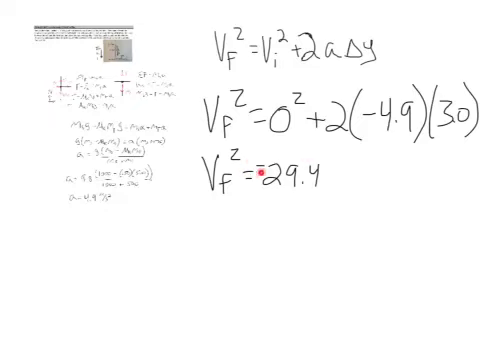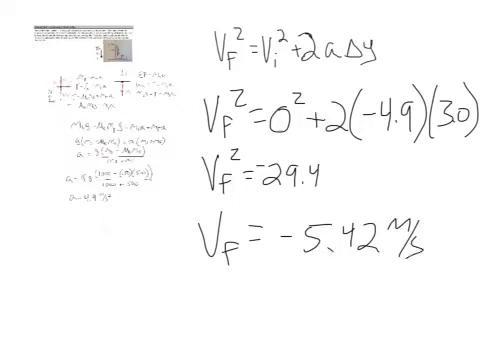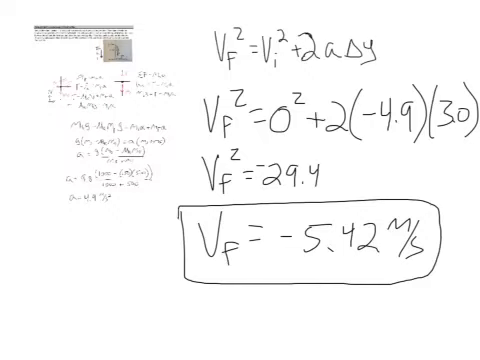Now we have to remember this negative is directional, okay? So it's not a value of the speed, it's of that velocity, it's directional. So we can simply take the square root of that, and we end up with a final velocity of negative 5.42 meters per second, which is about 12 miles an hour. So it's kind of unlikely that this truck is going to be able to withstand the impact from this 1,000-kilogram safe.